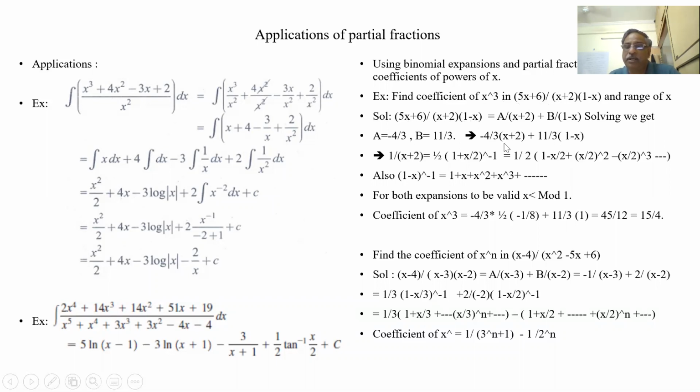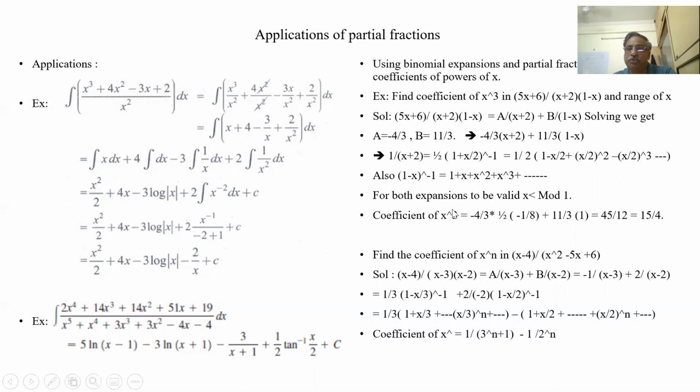Now here, I can expand. 1 by x plus 2 can be written as, if I take 2 out, 2 into 1 plus x by 2, so half into 1 plus x by 2 to the power of minus 1. When I expand it, alternately we get plus and minus. So half into 1 minus x by 2 plus x by 2 whole square minus x by 2 whole cube, like that it goes. Because I want x cube, I am keeping up to this point. Similarly, the second one, 1 minus x to the power of minus 1. Here everything will be plus: 1 plus x plus x square.